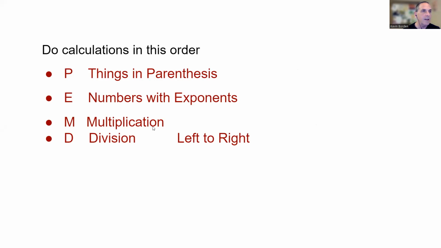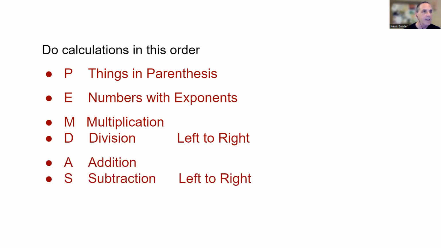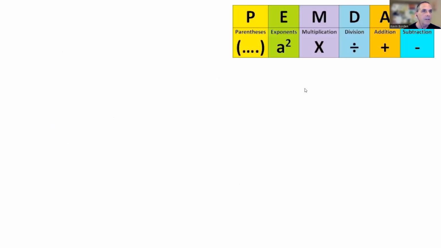Technically, these two are tied in the order, so we're going to perform them from left to right. If multiplication comes first, when going from left to right, we'll do that first. If division comes first, we'll do that. So technically tied, as are addition and subtraction. Also do those in whichever order they appear when going from left to right. Let's take a look at some examples.